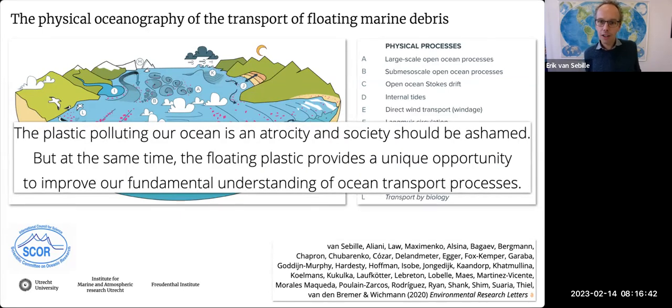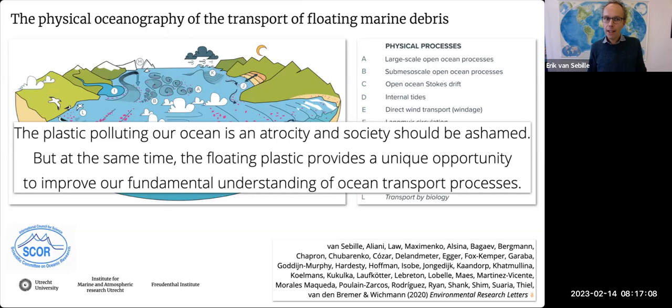that's polluting our ocean is an atrocity, right? And society should be ashamed. I mean, it is really an atrocity that there's plastic now under the ice, in the deepest part of the ocean, etc., etc. But at the same time, this floating plastic provides a unique opportunity to improve our fundamental understanding of ocean processes. So there's a bit of a silver lining, if you're an oceanographer, to this plastic.